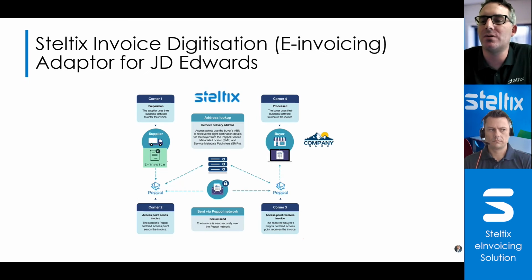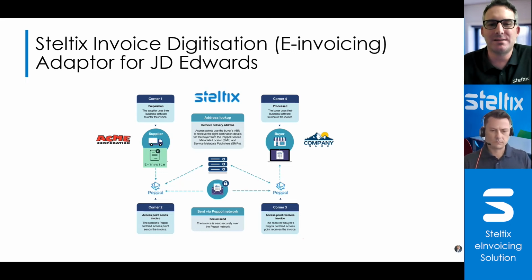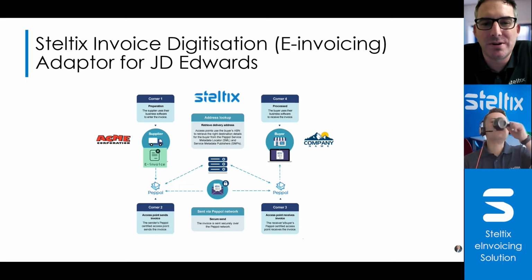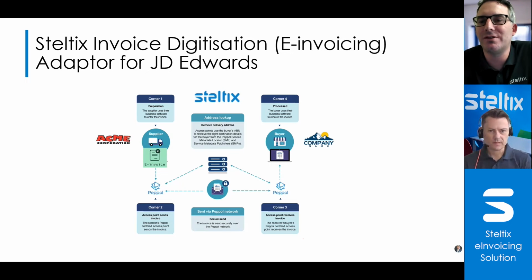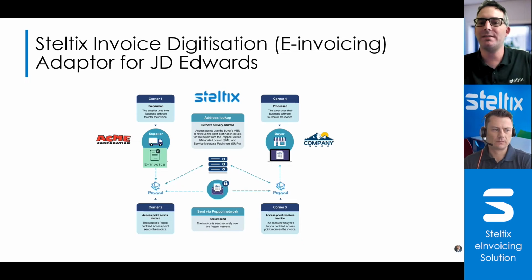I'm going to step through what that would look like in an e-invoicing environment, and then we'll look at how we manage some of the exceptions, because we know it's not always a straightforward process end to end. On the left-hand side, we've got the supplier, and that company's called Acme Corporation. So you can thank my childhood for many Roadrunner episodes for the name of the supplier. But what we're going to see here is the exchange of an e-invoice, which is originated from the supplier, which goes through the Peppol network through to your company name as the buyer.